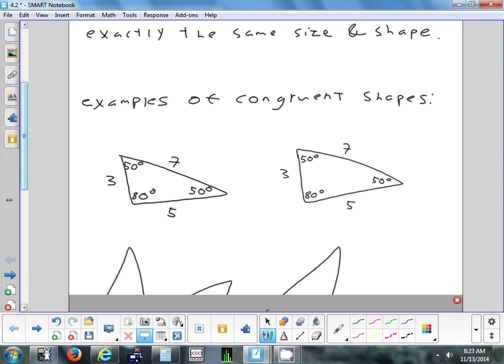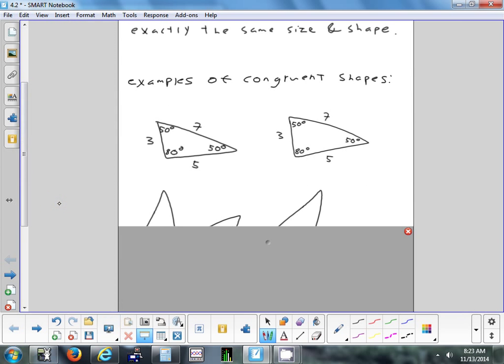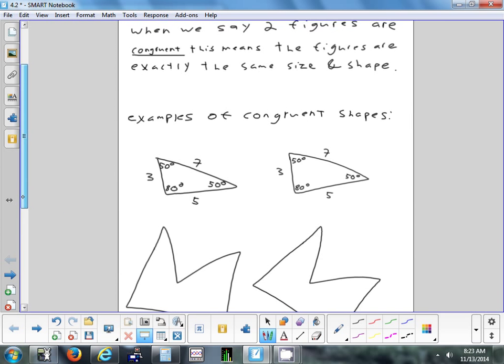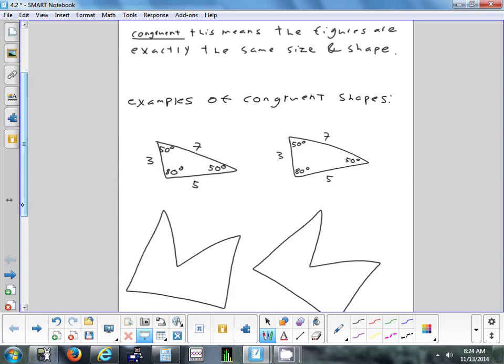Okay, here's another example of congruent shapes. Now in this case, one of them has been rotated. But to be congruent, they don't have to be in exactly the same position. Okay? They can be turned. Sometimes they can be flipped around. So congruent just means that the sides are the same length, the angles are the same measure.